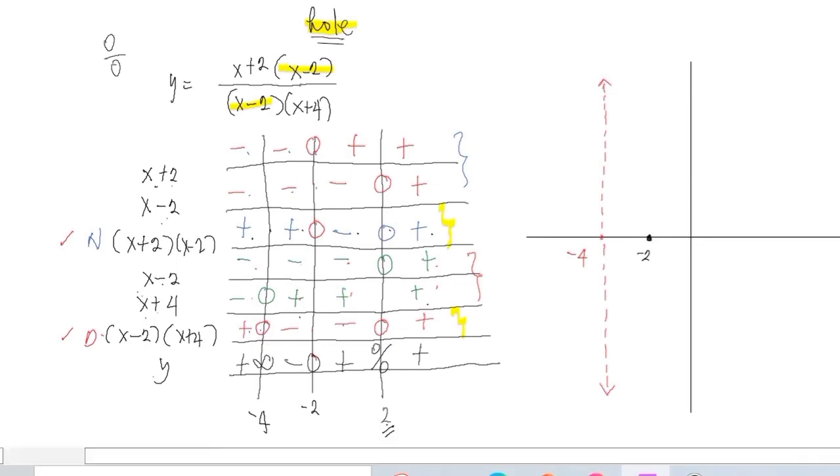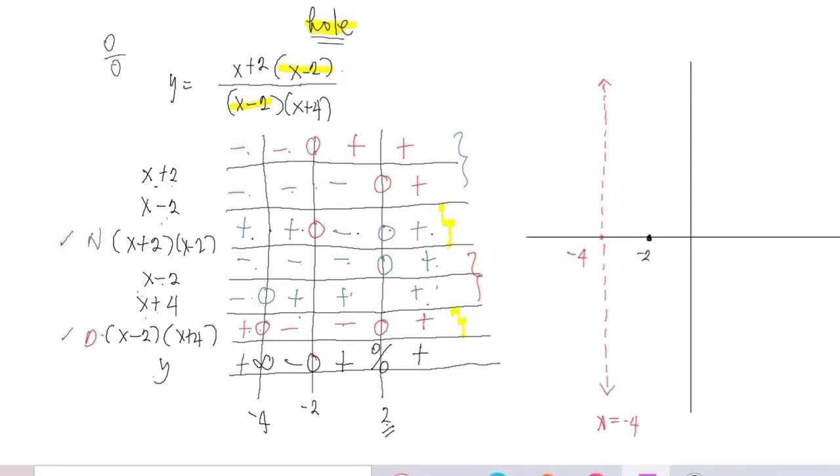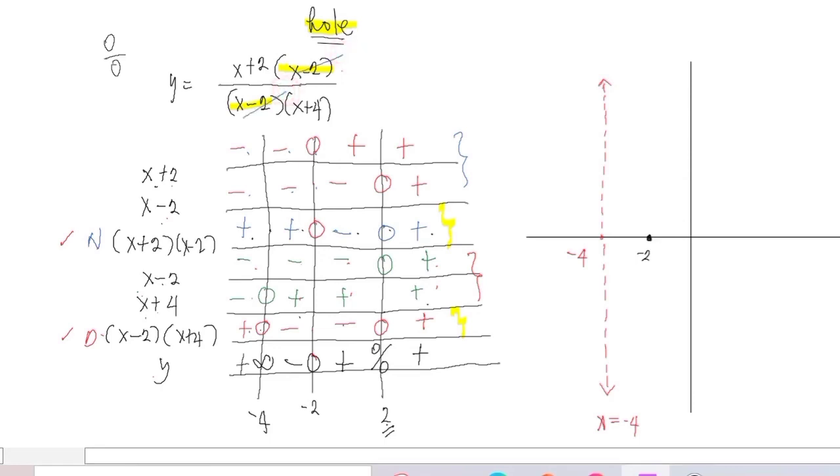As you can see here, our vertical asymptote has the equation x is equal to negative 4. In the previous example, we had x is equal to 2 as another vertical asymptote, but it happens here that it has a common factor with the numerator. So, we will now have 0 over 0. In order for us to determine the coordinates of the hole, what we are going to do is cancel out the common factor. So, we will now have x plus 2 over x plus 4 in the denominator.